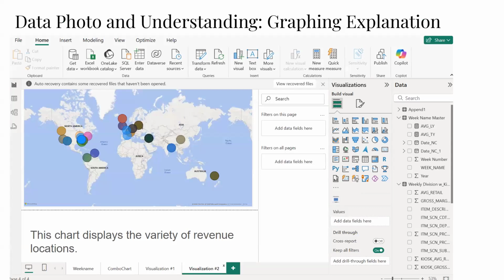This is a map that we created. It displays a variety of revenue locations based off the whole world. So you can see most are in the United States, but there are also some across Europe, and two places in South America. So that's just a variety of revenue streams that are located across the whole world.